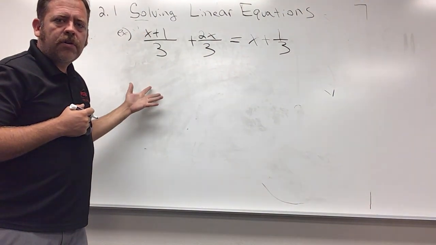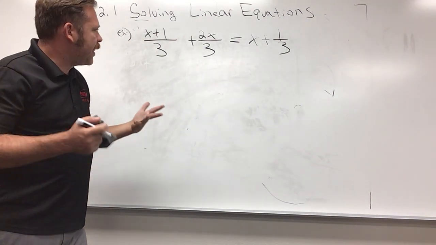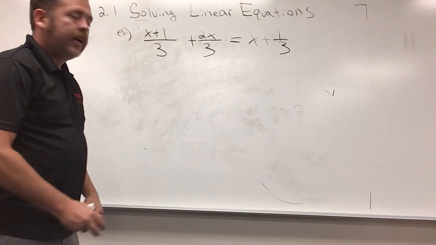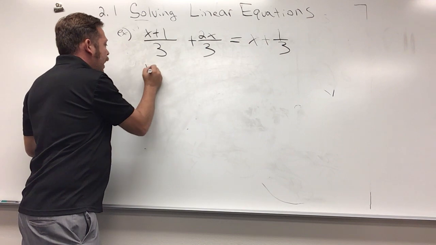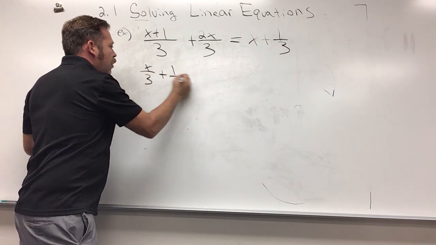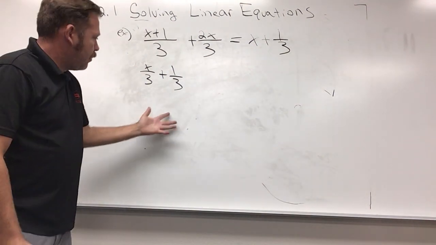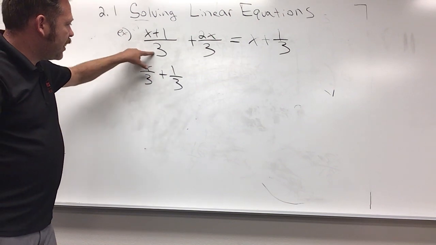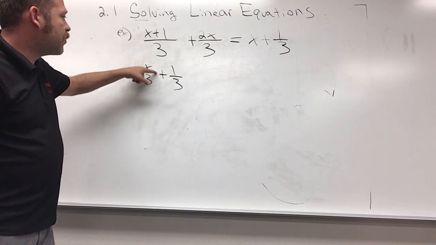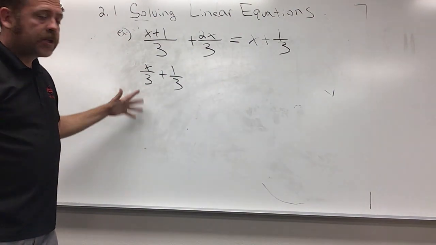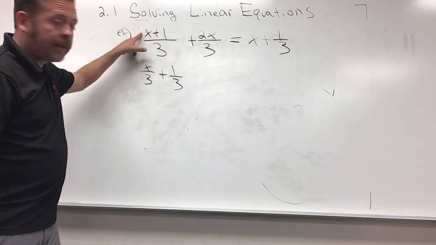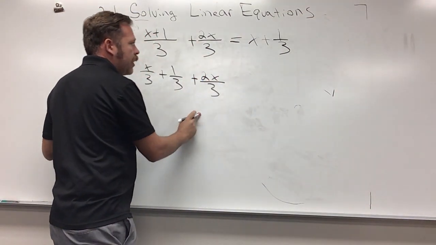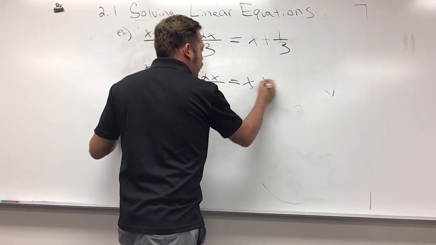So one thing you can do when you write this, if you want to make it simpler, is to separate it. X plus 1 over 3 can also be written as x over 3 plus 1 over 3. It's the same thing, and the reason is, if you were to combine these two fractions, they have a common denominator that would stay the same, and you would combine the numerators, but they don't combine because they're not like terms. So if you have 2 terms in the numerator like this, you can separate it. All right, plus 2x over 3 equals x plus 1 over 3.